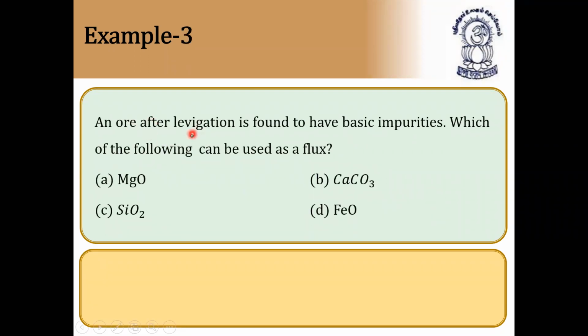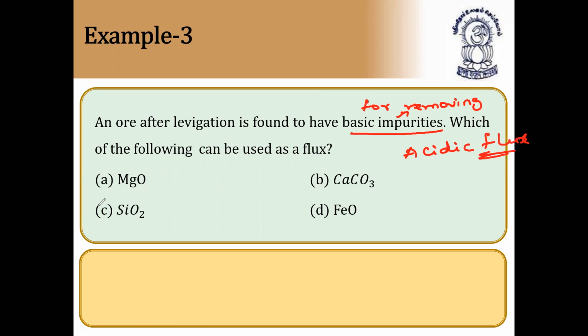An ore after levigation is found to have basic impurities. Which of the following can be used as flux? If the ore has basic impurities, we'll use acidic flux. We'll use acidic flux for removing basic impurities. So which can be used as flux?